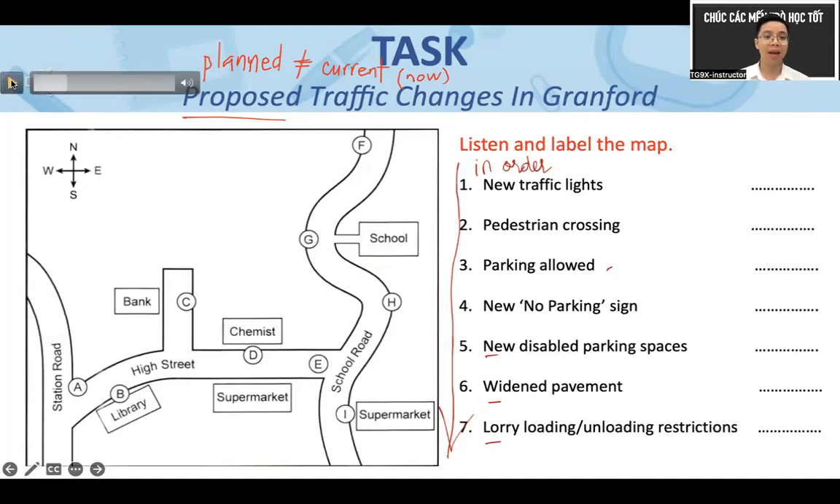Nhìn vô cho em A, B, D, E đây quý vị. Crossing the road in front of the supermarket. Vậy thì đáp án câu 2 chính là trên đường High Street mà trước siêu thị chỉ có một chỗ D thôi. Cảm ơn quý vị. That's very good. 2D. Tiếp theo nhìn giùm em, nghe giùm em parking allowed. Chỗ nào cho đậu?